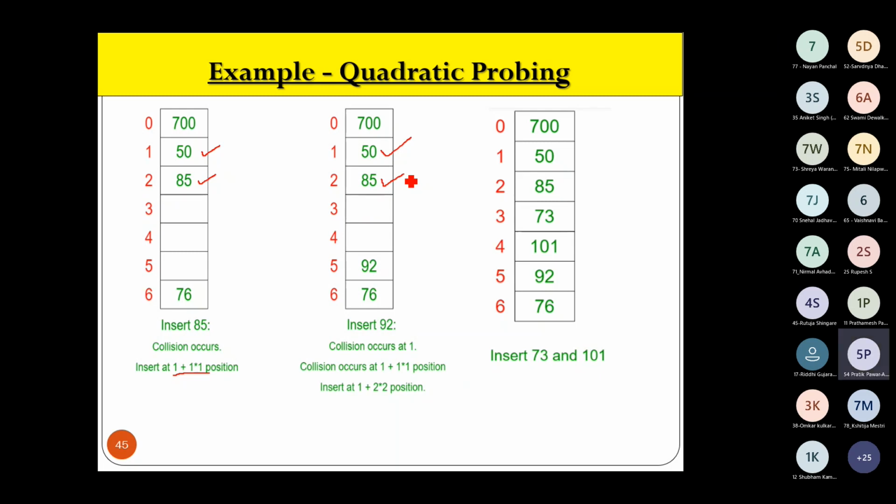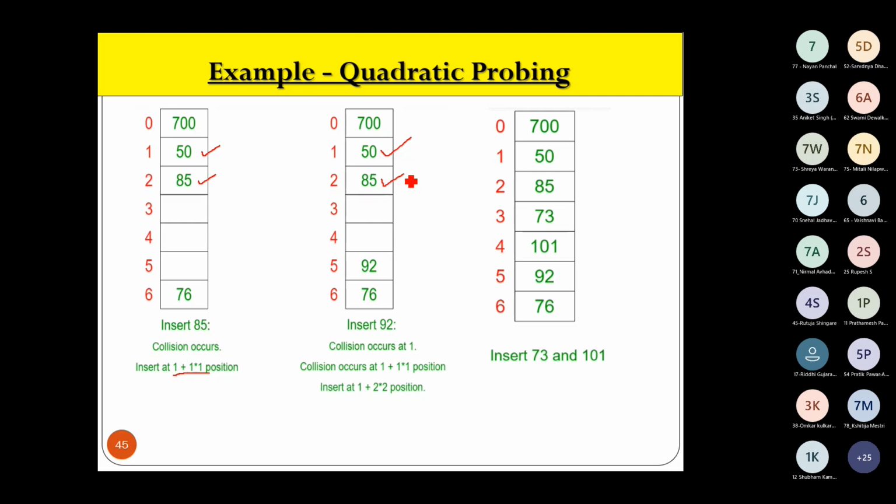Then 73. What is the remainder? 73 mod 7, the remainder is 3. So it will be placed at index 3 because it is free. Index 3 is free. Okay.